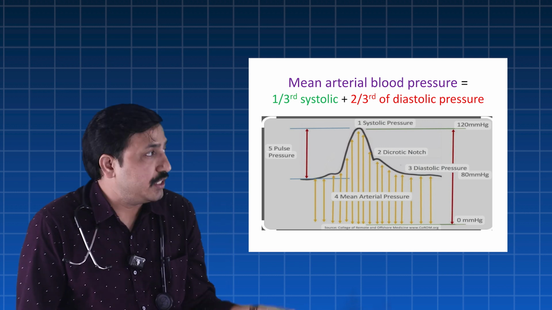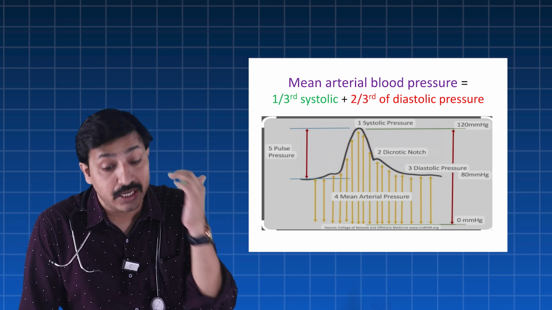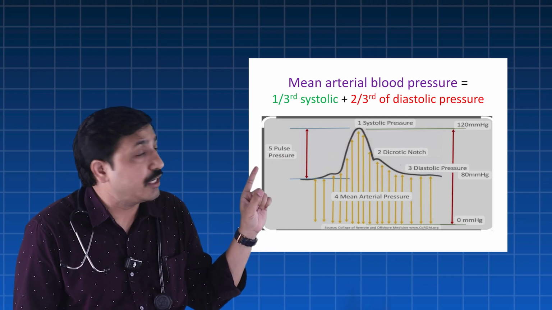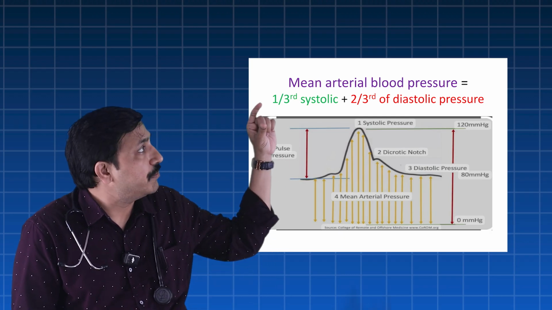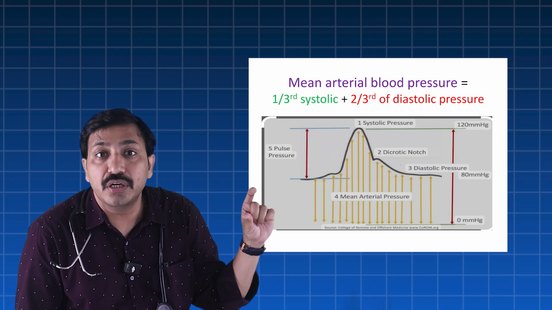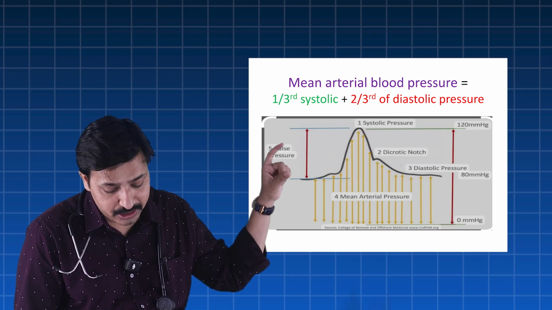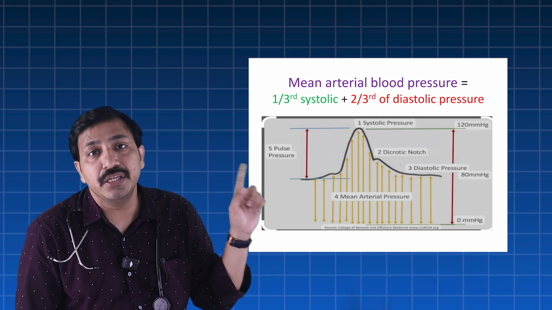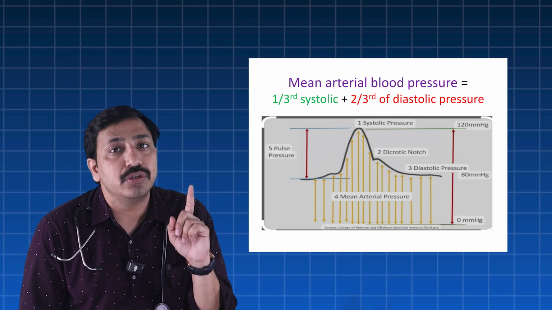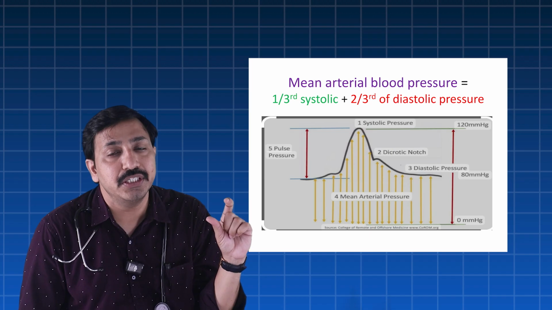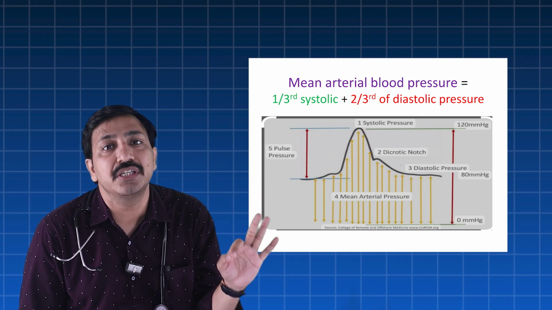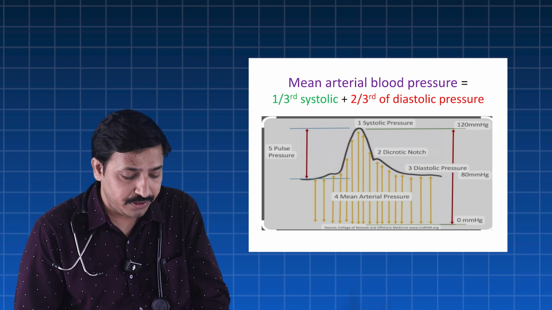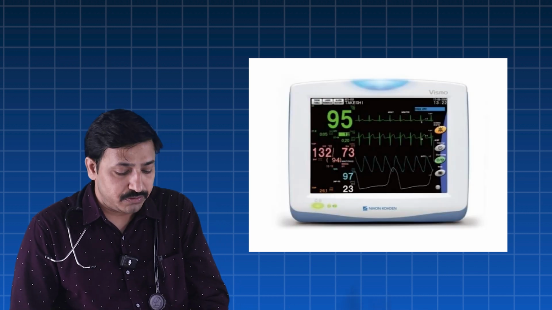Okay, this slide is very important. Now we will be considering the mean arterial blood pressure. You can see only 1/3 of the systolic and 2/3 of the diastolic. You can see what is the pulse pressure, dicrotic notch, diastolic blood pressure, and mean arterial blood pressure. Remember this mean arterial blood pressure. For the mean arterial blood pressure, 2/3 diastolic blood pressure contributes. Okay. Now slide number 13.